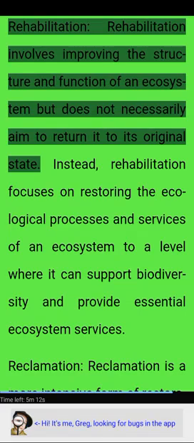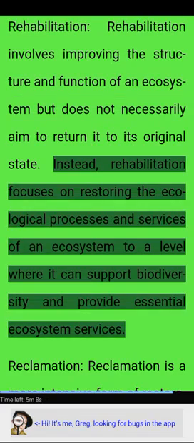Rehabilitation. Rehabilitation involves improving the structure and function of an ecosystem but does not necessarily aim to return it to its original state. Instead, rehabilitation focuses on restoring the ecological processes and services of an ecosystem to a level where it can support biodiversity and provide essential ecosystem services.